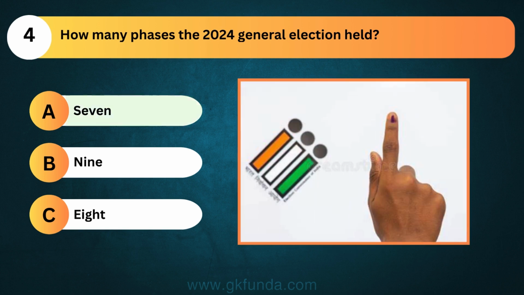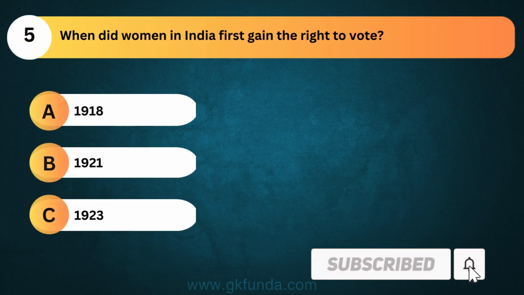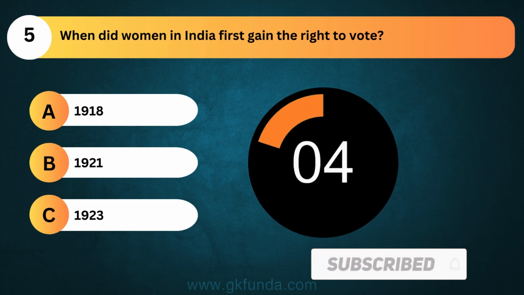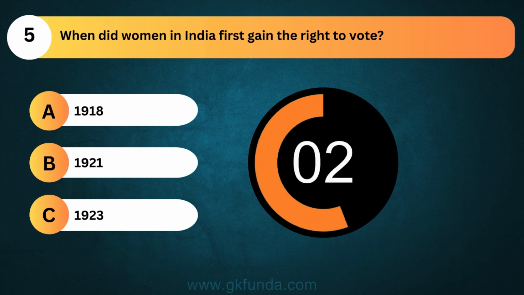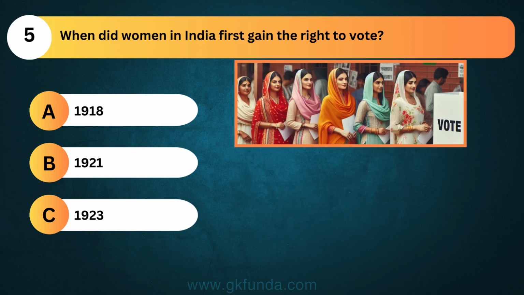The answer is option A, 7. When did women in India first gain the right to vote? The answer is option C, 1923.